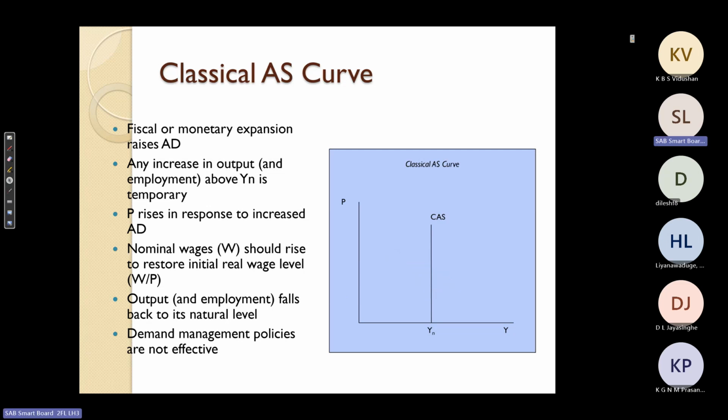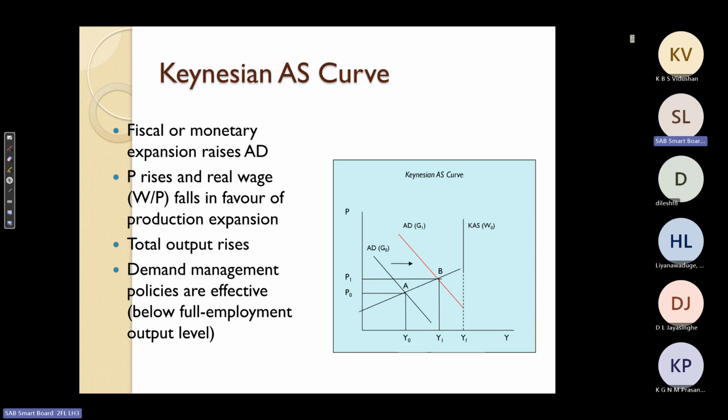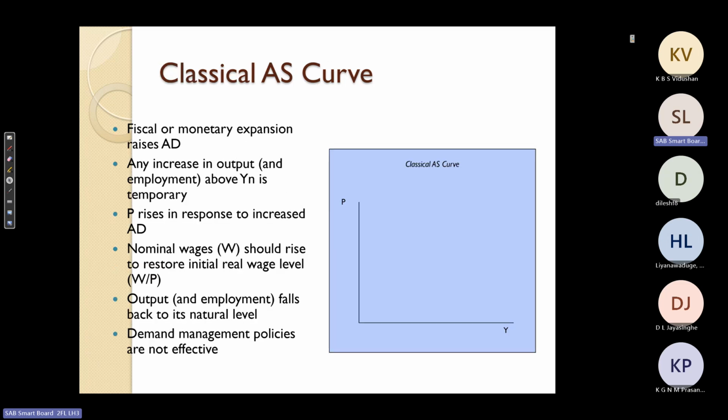But in the Keynesian theory, they identify demand side factors as more important. That is why they highlight raising government expenditure under the demand side. Is it clear to you? Okay.